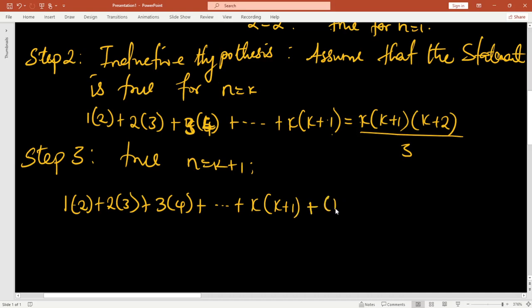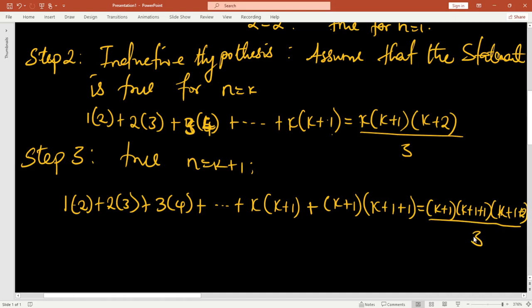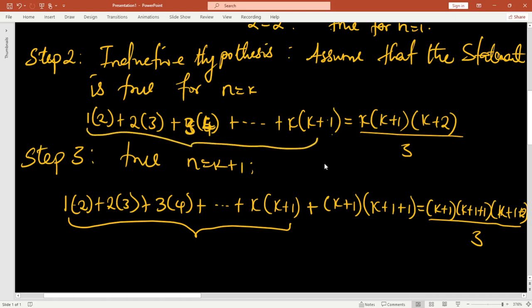So meaning that here we're going to have k plus 1 open brackets k plus 1 plus 1 is equal to k plus 1, k plus 1 plus 1, k plus 1 plus 2, divided by 3. Right. So now when you look at this term here, starting from the first term up to the k term, you'll notice that these give you the inductive hypothesis that we have here. Meaning that where there are these terms, we can just substitute with the right hand side.